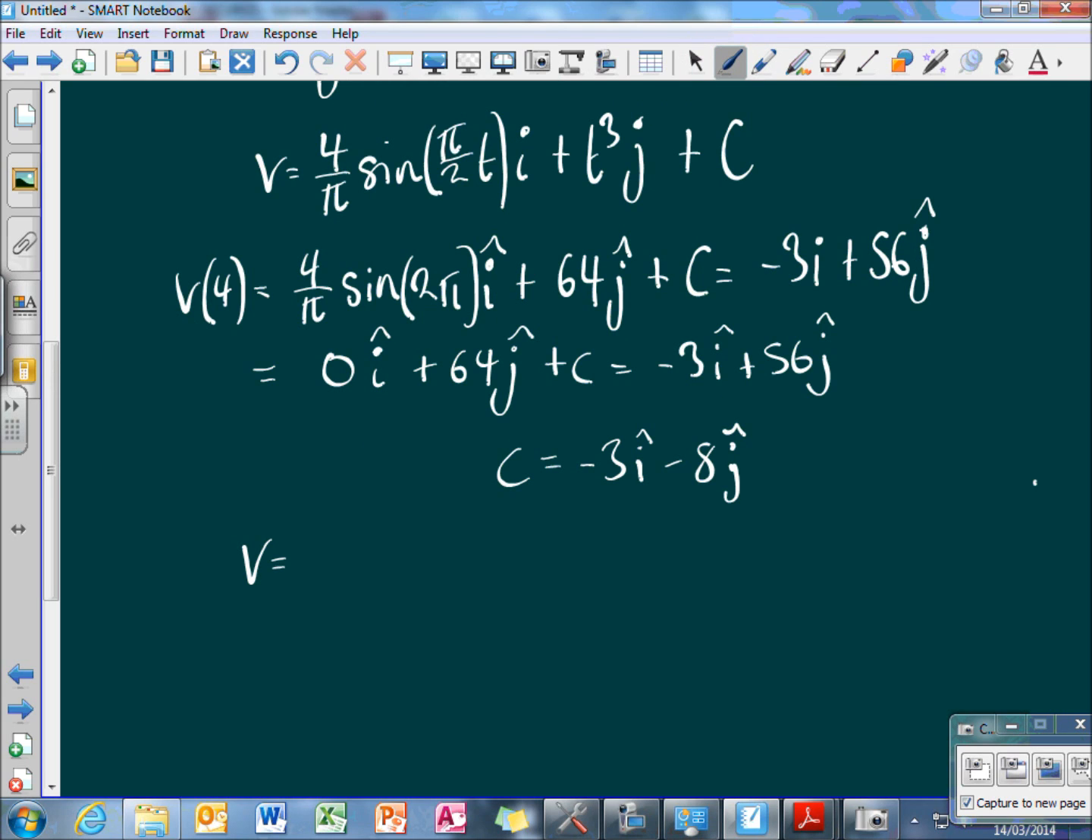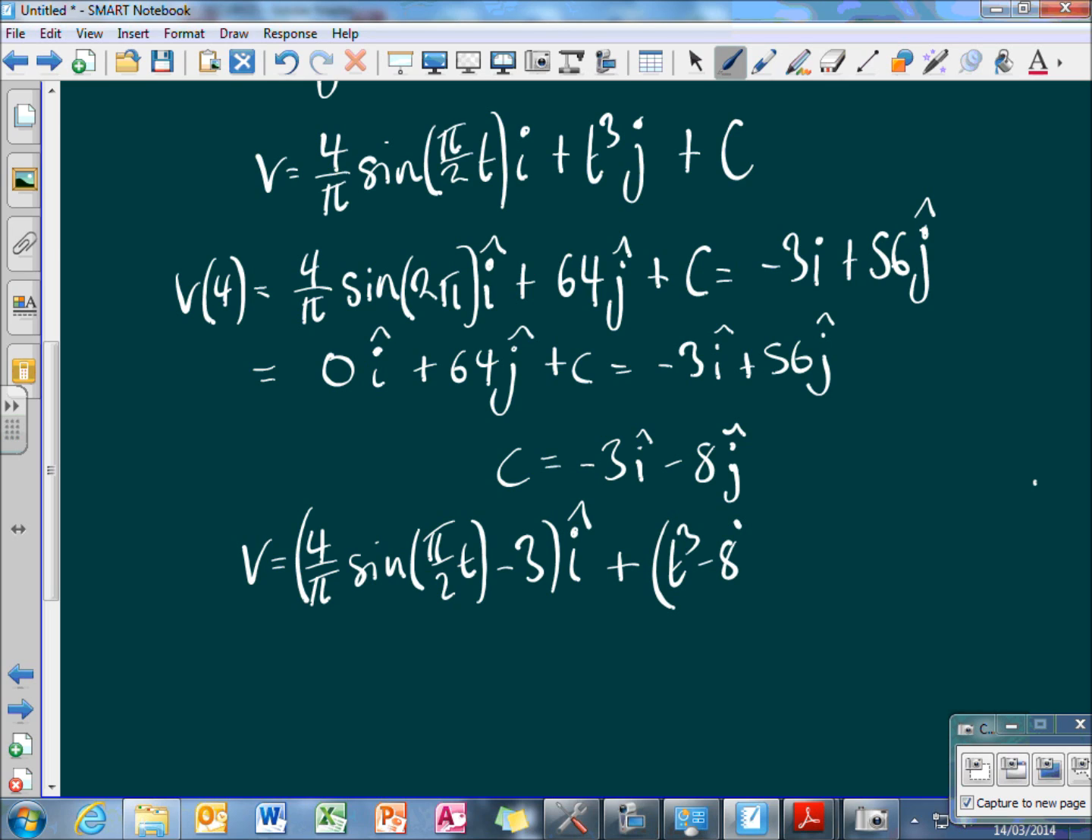Now let's write out v, and we'll put the c back in. So I've got 4 over pi sine(pi over 2 t) minus 3 from the c bit. That's the i component, right? And that there is the j component, t cubed minus 8, the minus 8 coming from the c again. That's where we're at, isn't it? Okay.